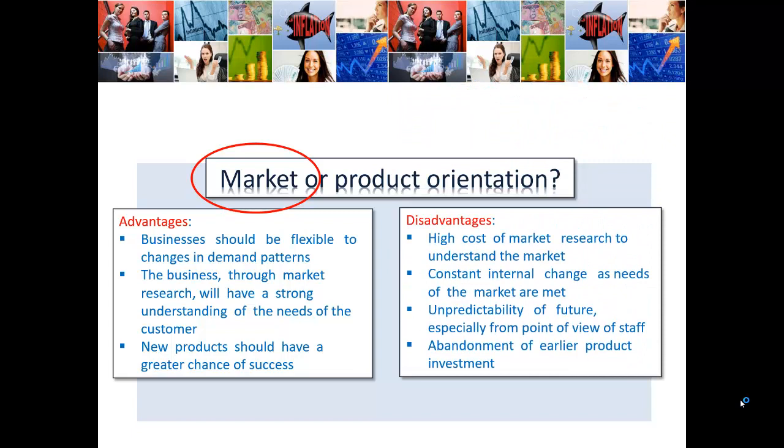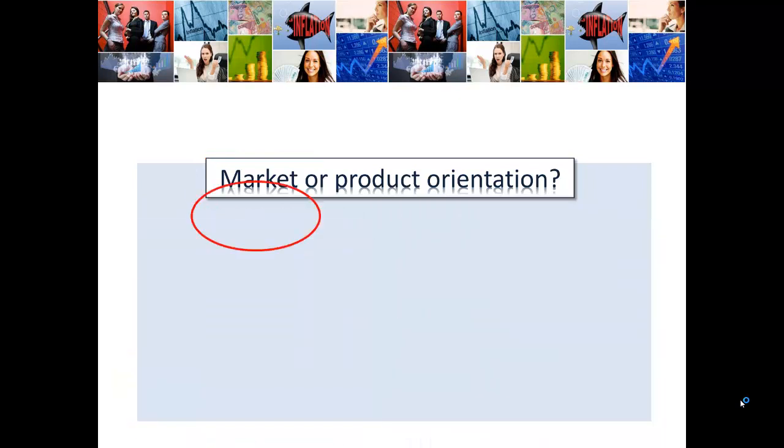There are disadvantages. There's a high cost to market research, good market research which will provide a good understanding of the market. There's going to be constant internal change as the needs of the market are met. Consumers' needs and wants are going to be changing, so the products and the marketing mix are going to have to change and adapt. Unpredictability of the future, especially from the point of view of staff, and there will be abandonment of earlier products which may have entailed a considerable investment.